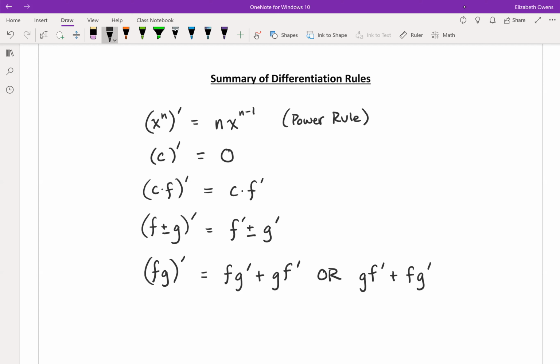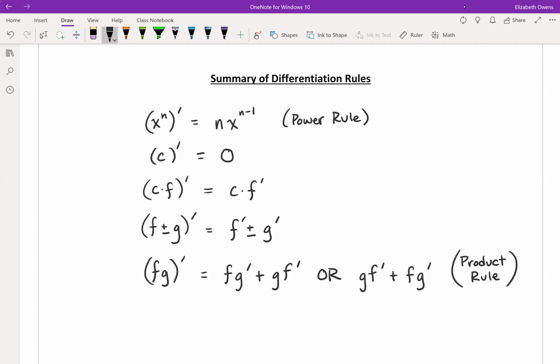Okay, and some people prefer this second way of writing it because it relates a little closer to the quotient rule, which we'll have here in just a second. So this one is the product rule, product of 2 functions.